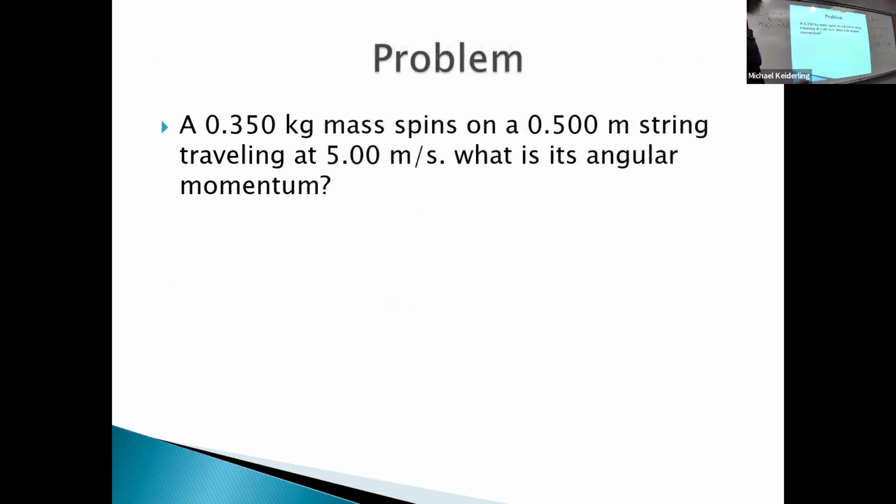So here's a problem for this. If you have a 0.35 kilogram mass spinning on a half-meter long string, traveling at 5 meters per second, what is its angular momentum?